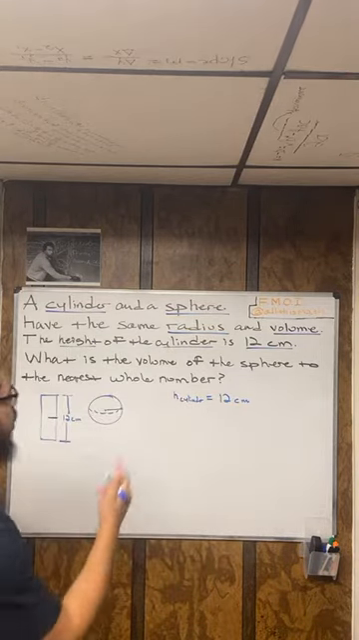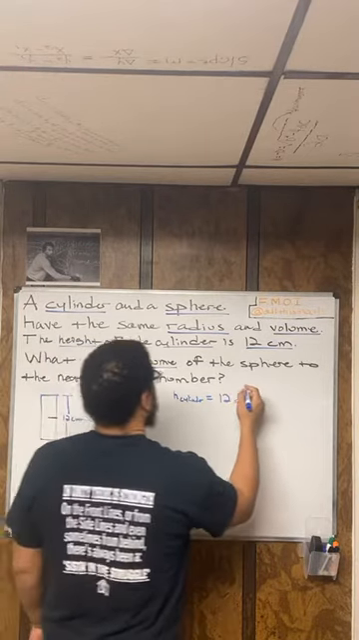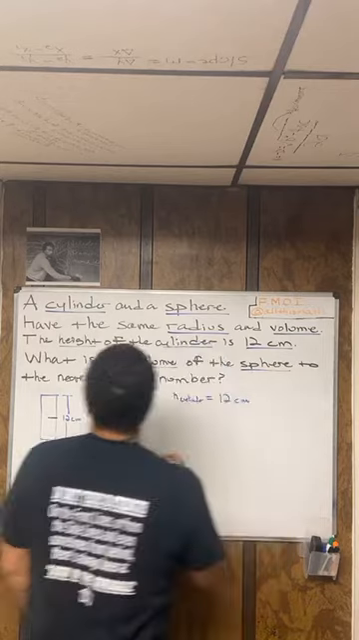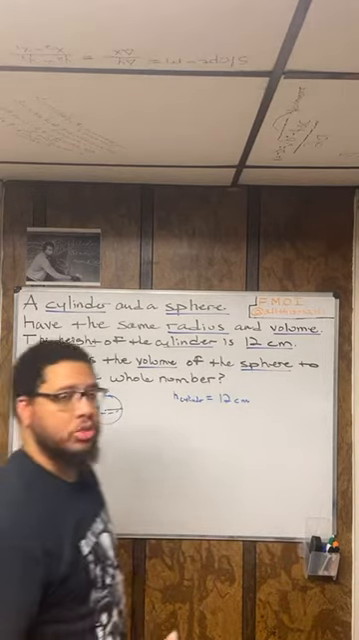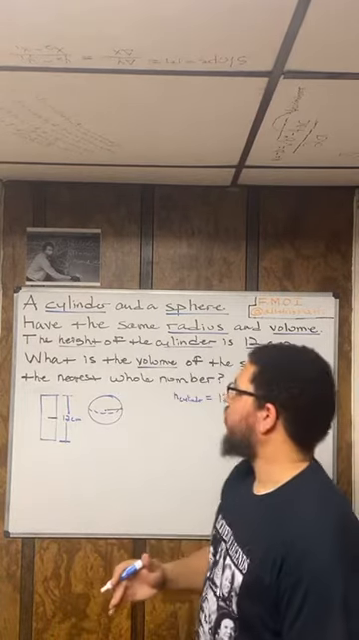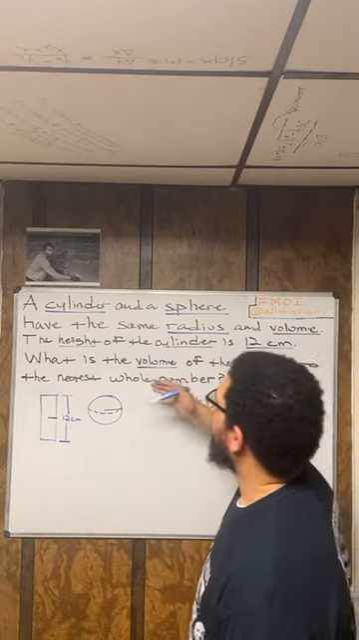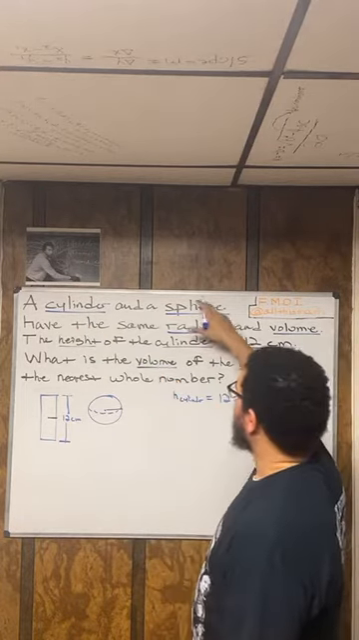Now, the question is, what is the volume of the sphere to the nearest whole number? Now, we also need formulas. We have to have formulas. There's a formula for the volume of a cylinder. There's a formula for the volume of a sphere.